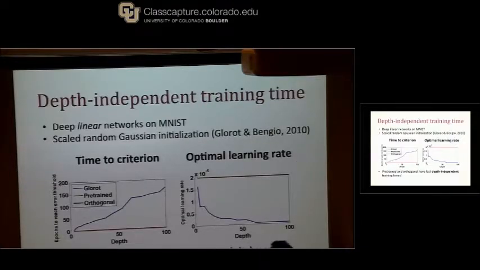And so let me just show you that. So this is orthogonal weights, and you see depth-independent training times. This is the random Gaussian. It was Glorot and Bengio who came up with this. This is random Gaussian, and you see that the training time grows linearly with depth. So it's a qualitatively distinct scaling. Okay? Now, why do orthogonal networks behave very differently from Gaussian networks?